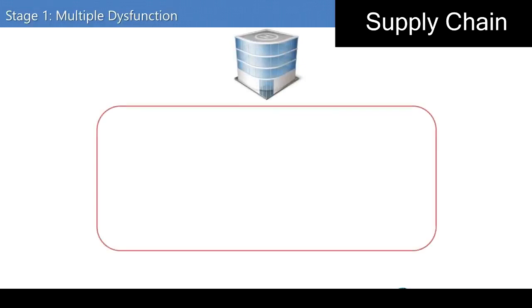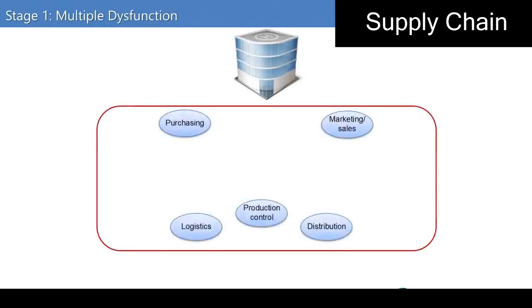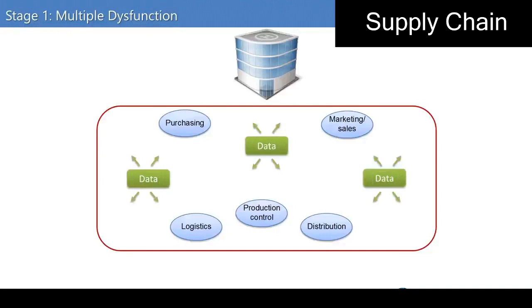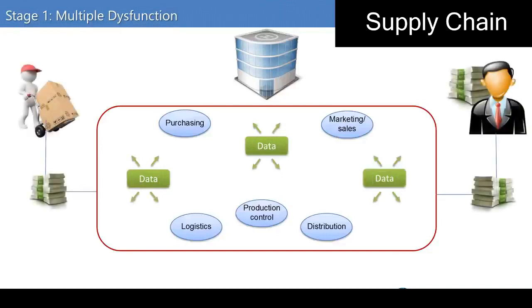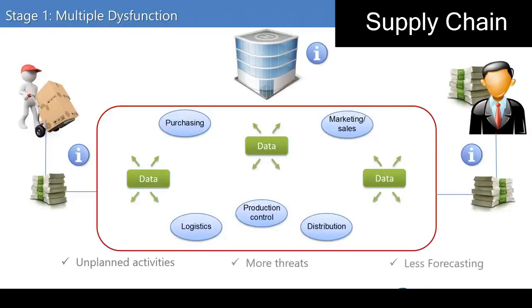Stage 1. Multiple dysfunction. The nucleus organization lacks internal definition and goals. There are no external connections other than a few transactional links. The below exhibit illustrates the lack of coordinated flows of information or solid relationships among potential partners. Such organizations have unplanned activities, more threats, less forecasting, demand and supply issues, and poor payment flows.